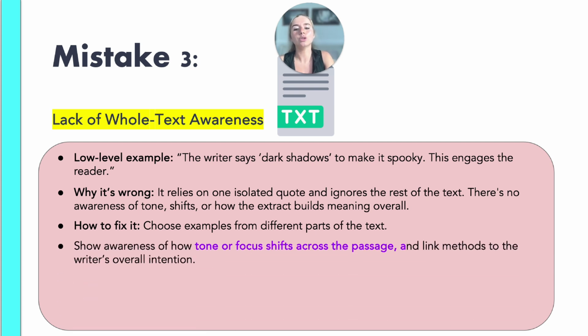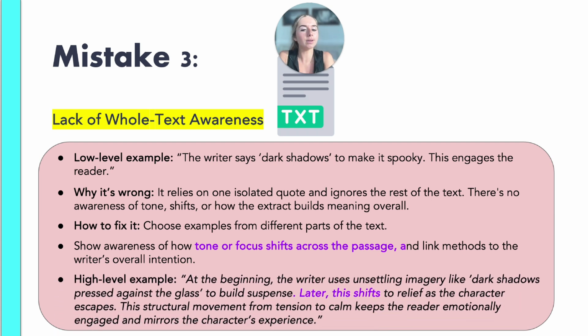And it shows awareness of how tone or focus shifts across the passage and links methods to the writer's overall intention. By literally picking out different quotes, it forces you to talk about different moments, and that will give you a better opportunity to talk about how it's changed throughout the text. So a high-level example would be: at the beginning, the writer uses unsettling imagery like 'shadows pressed against a glass' to build suspense. Later, this shifts to relief as the character escapes. So you see, I'm actually talking about a different moment. This structural movement from tension to calm keeps the reader emotionally engaged and mirrors the character's experience. So you can see here very clearly, I'm talking about different moments, and that's a really important thing to do. We don't want to just talk about one moment.